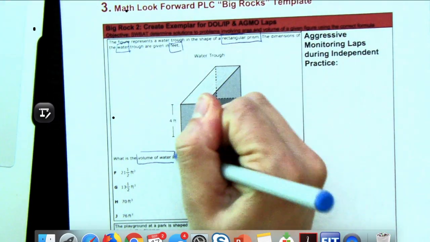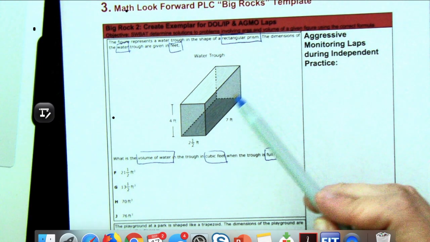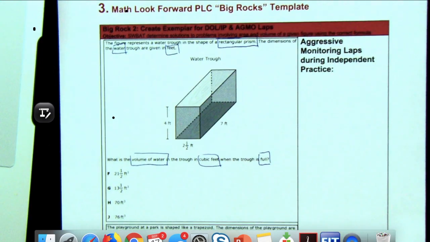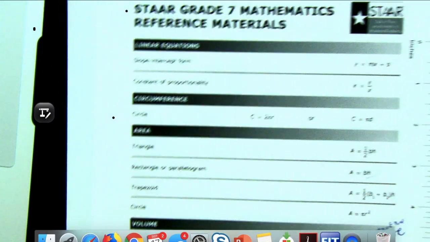What's the volume of water in cubic feet when it's full? Okay, so if I'm filling something up, I know I'm talking about volume. So I know I'm trying to find the volume of water in this rectangular prism. I want my students to go to their reference sheets and find that formula, since they don't have to have it memorized.